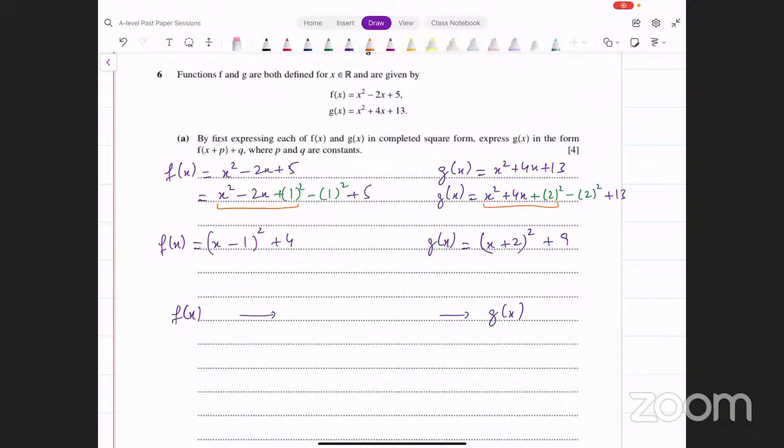Now let's think about this. एक तो उसने अंदर लिखा हुआ है plus p. x को किसी चीज से replace करना है. Now if you look at what's inside the function, you've got x minus 1 here. What have you got here in g? We've got x plus 2. x minus 1 से आपको x plus 2 पे जाना है तो आपको क्या करना पड़ेगा?